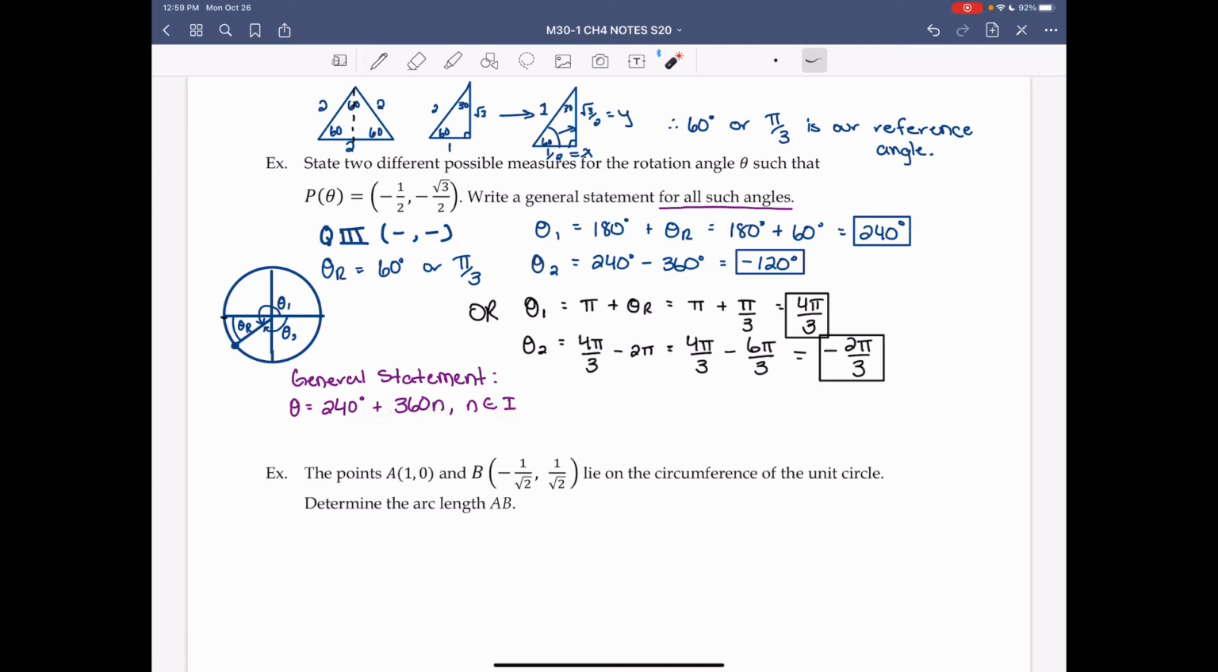So we just have to write the principal angle plus 360n, n is an element of the integers. Or if we write it in radians, then theta equals 4 pi over 3 plus 2 pi is a full rotation, so 2 pi n, where n is an element of the integers. Those are our two general statements that represent any angle that has a terminal arm in the same location as our angle, which is here.